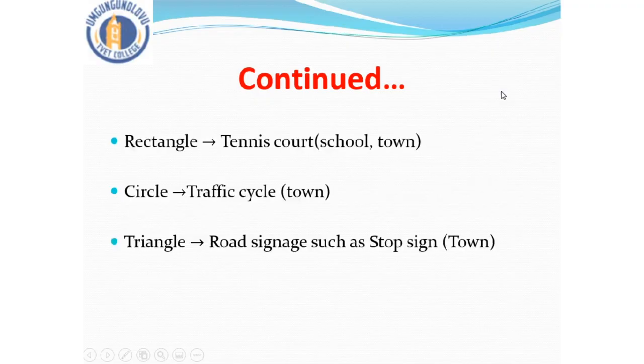Then the rectangles. These are your tennis court, which are found in the school or town. Circle, that is the traffic circle that is found in town. Triangle, the road signage, such as the stop sign. Right.